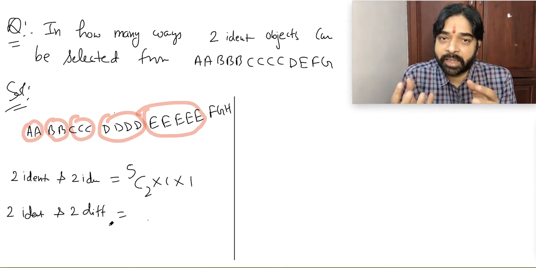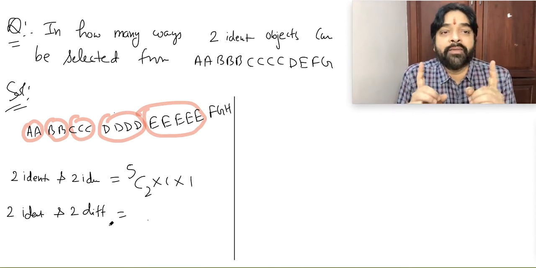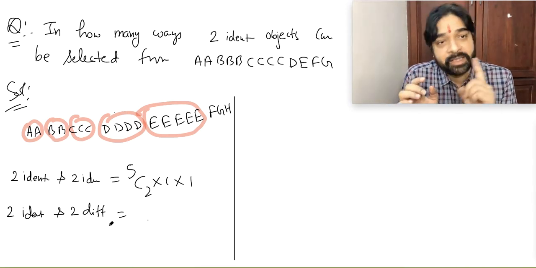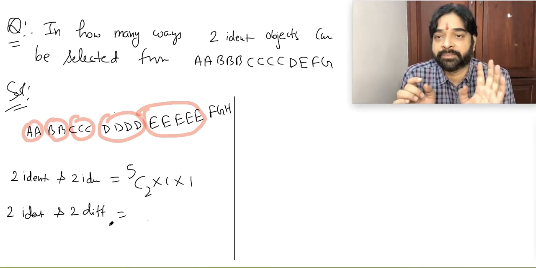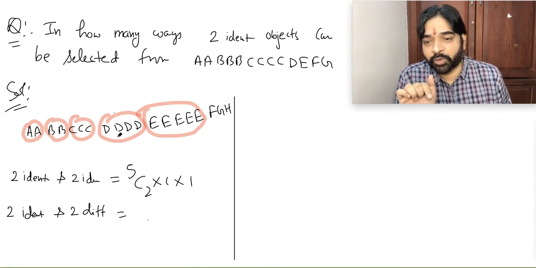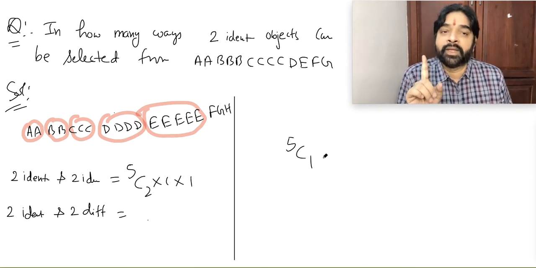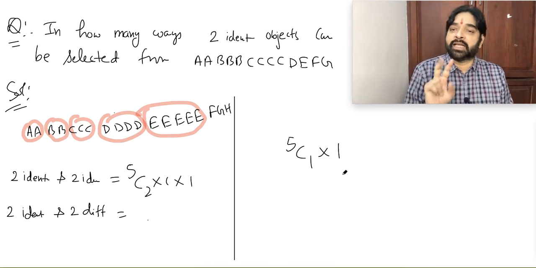Whenever you have to select identical objects and different objects both, always give the preference to identical. Means first select identical, then select different. Never do the selection of different first. I have to select two identical and two different. So first two identical I am going to select. 1, 2, 3, 4, 5. 5 groups, I want only one group. 5C1 into 1. Now two identical selection has been done.